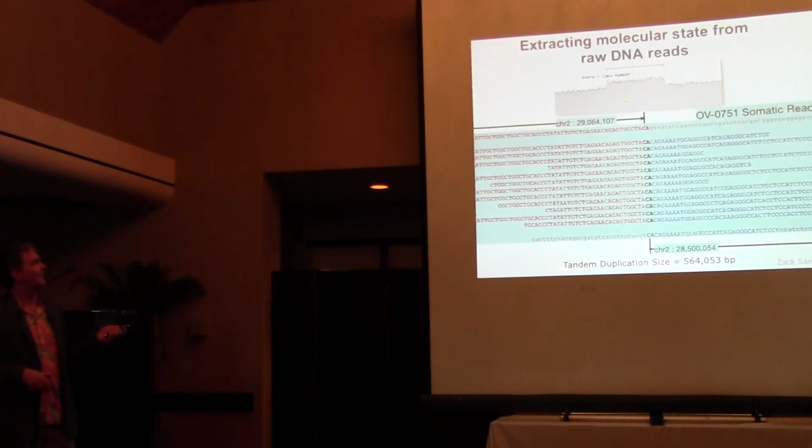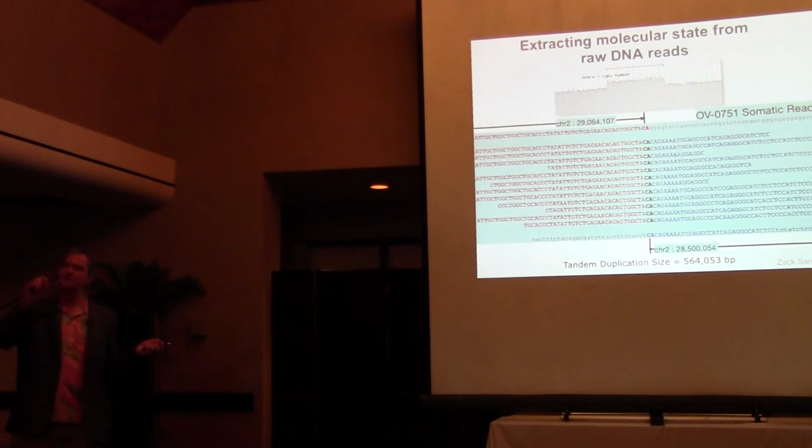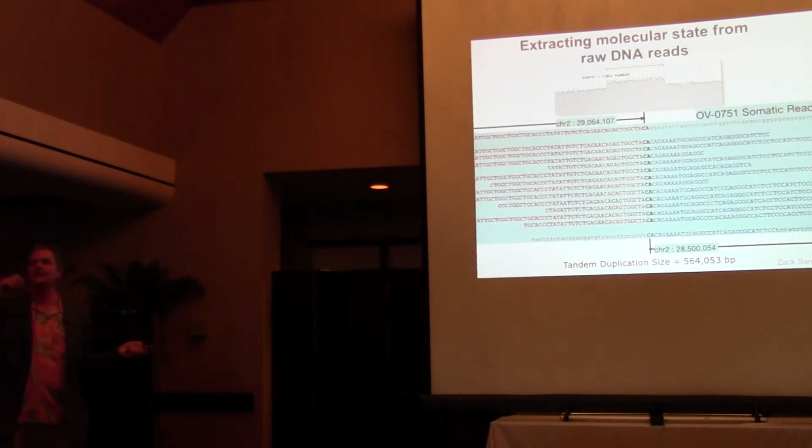Okay, I want to go into a little bit of detail on how you interpret DNA sequencing. These are DNA sequencing reads. Remember I said you read 100 bases of DNA from either end of a 300 base fragment. So this is one end of a fragment. It's 100 bases of DNA. It's been matched to the reference genome. So this line up here is the reference genome.